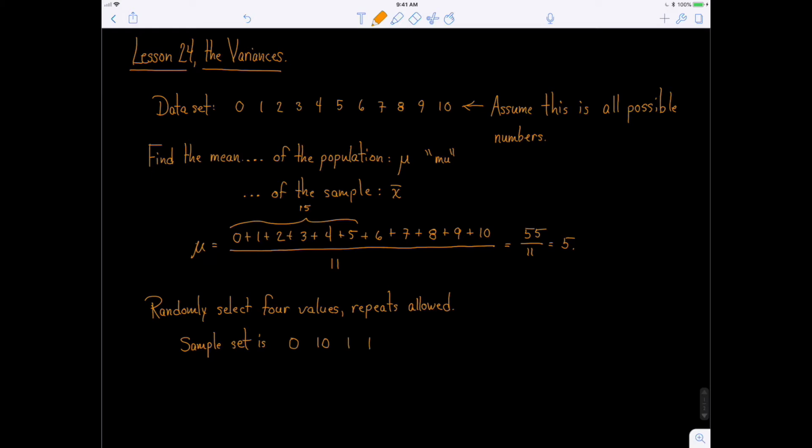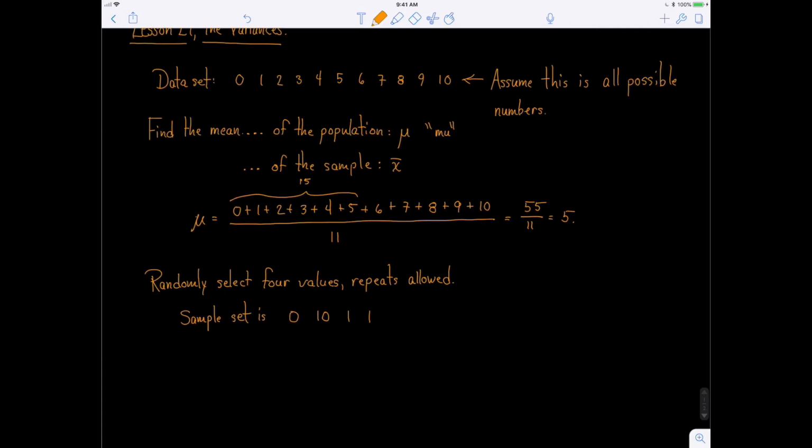So that is my sample data set, and we're going to do the same thing, but this time when we're finding the mean, we're finding x bar, because this is just a little tiny piece of the whole. So I would take 0 and add to that 10 plus 1 plus 1. There are 4 values, so that's 12 divided by 4, and so x bar is 3.